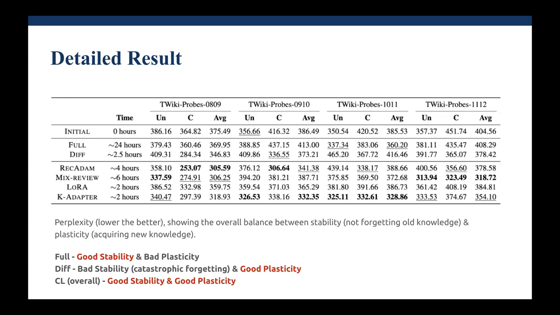These are the detailed results. We can see that the full model shows good stability, meaning not forgetting much, while being poor at attaining new knowledge, bad plasticity. On the other hand, diff shows the opposite trend, bad stability and good plasticity. Especially catastrophic forgetting gets worse as more time step updates progress. Finally, continual learning methods show an overall good balance of stability and plasticity.